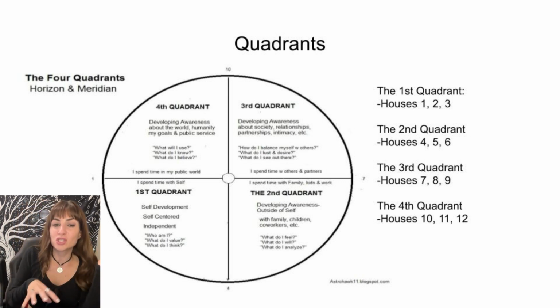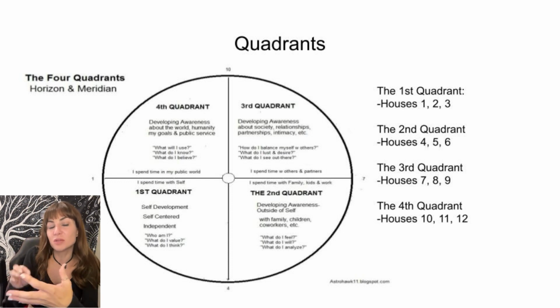The fourth house is our home. It is our domestic life. It is our roots. It is our upbringing.